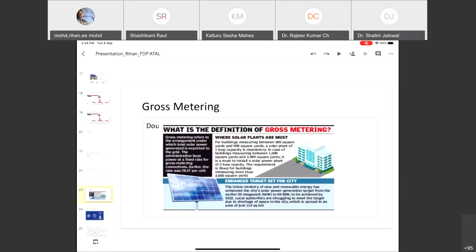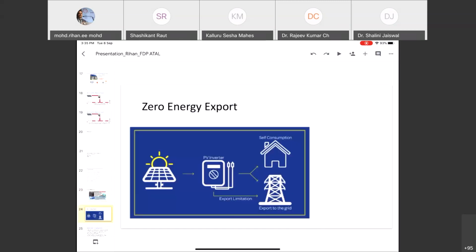Then gross metering, which has played an important role in the adoption of this technology, but it is now not applicable except for some agricultural consumers. And zero export for all other consumers, they need to go with a zero energy export system when they are installing their solar plants. So with this, I'll take a pause here and I'll open for discussion.